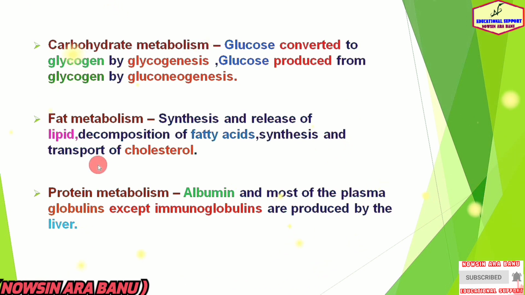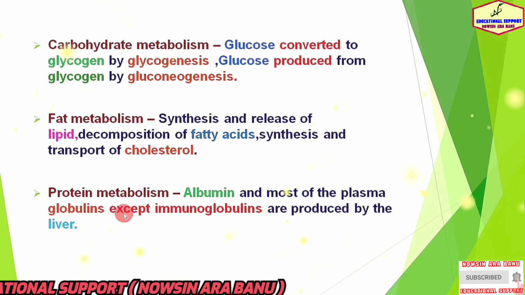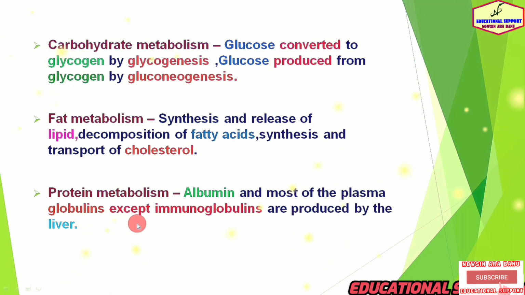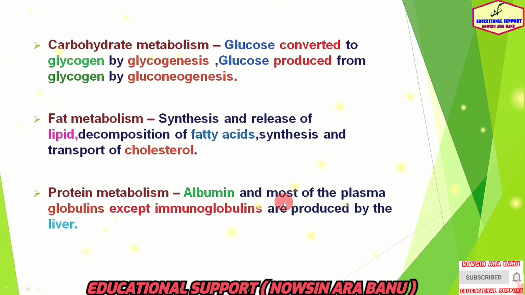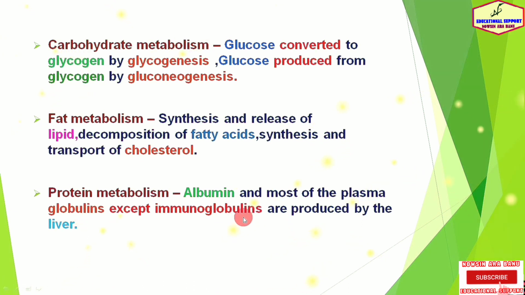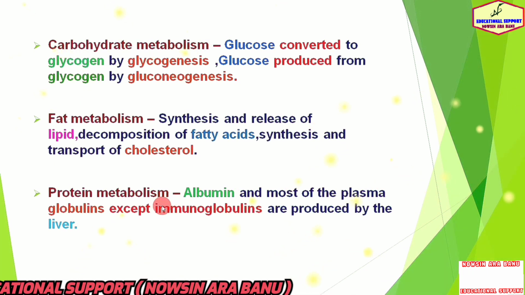Protein metabolism. Deamination of amino acids removes the nitrogenous portion from the amino acids not required for the formation of new protein. And urea is also formed from these nitrogenous portions, which is excreted in the urine.